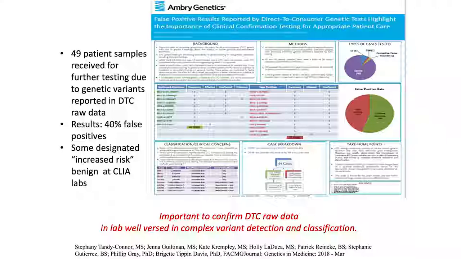One of the labs went back and said, okay, can we validate the information from this genotyping testing? And they found that in a small series the false positive rate was almost 40%.